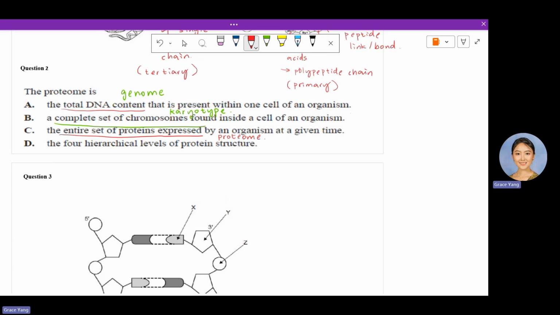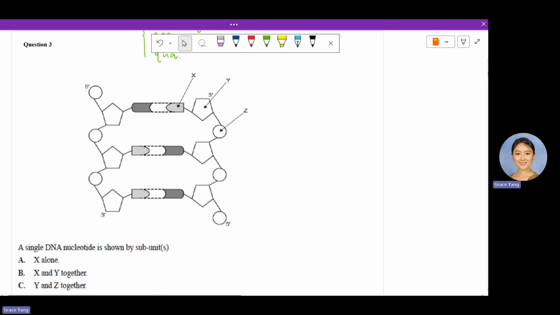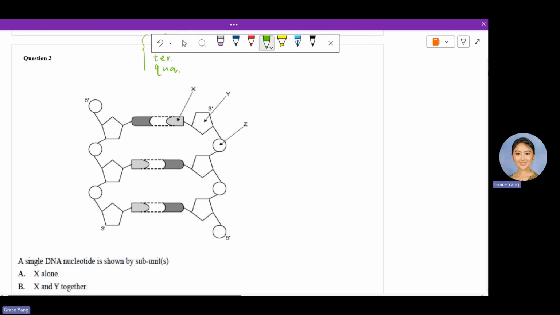And finally, the four hierarchical levels of protein structure. No, because we already learned that the four levels are primary, secondary, tertiary, and quaternary, and it has got nothing to do with proteome. Question 3. So if you're looking at a question like this without looking at the rest of the options and all that, you should immediately recognize this is a general structure of a nucleotide.